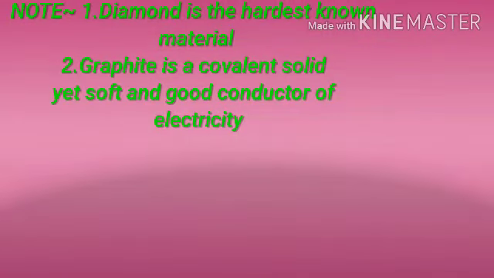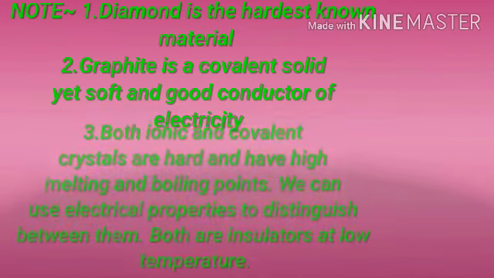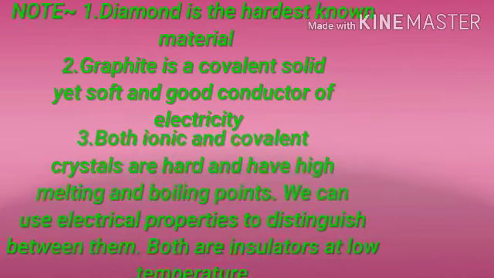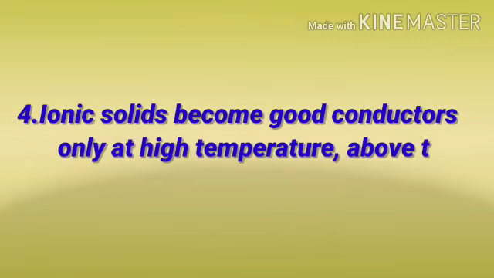Some important facts about covalent network solids. First, diamond is the hardest known material. Second, graphite is a covalent solid, it's soft and a good conductor of electricity. Third, both ionic and covalent crystals are hard and have high melting and boiling points. We can use electrical properties to distinguish between them. Both are insulators at low temperature.